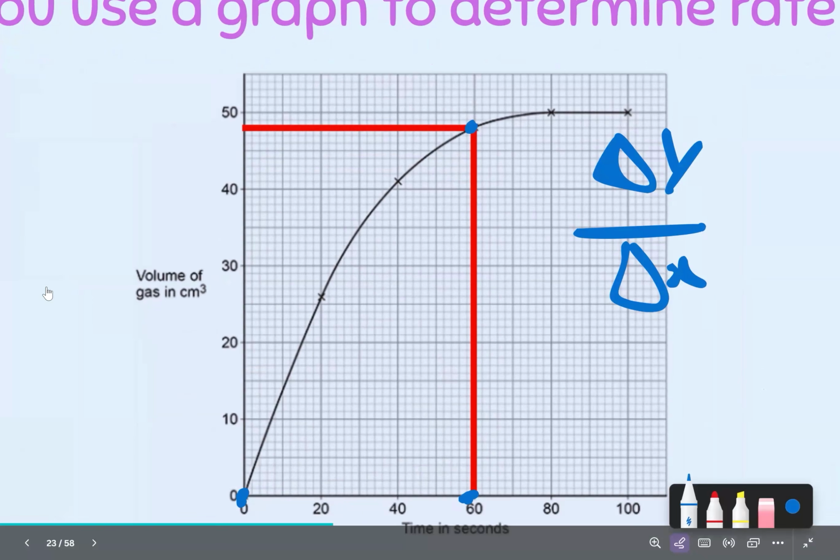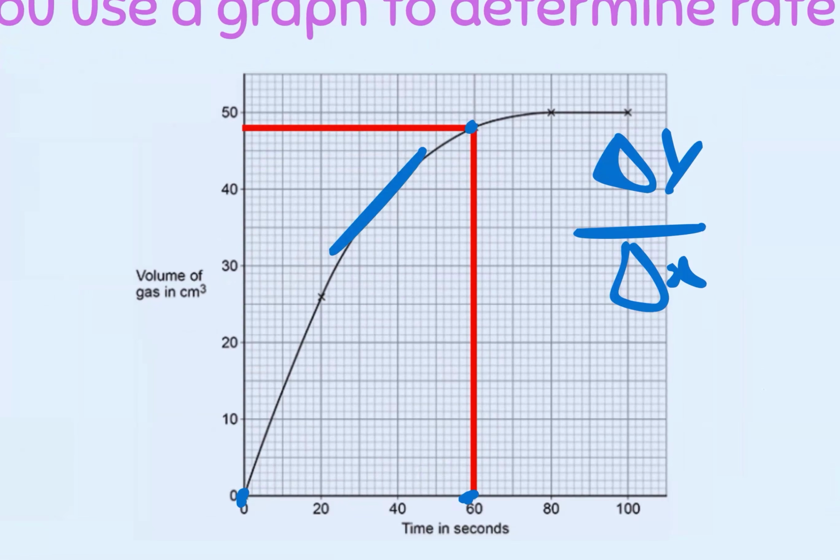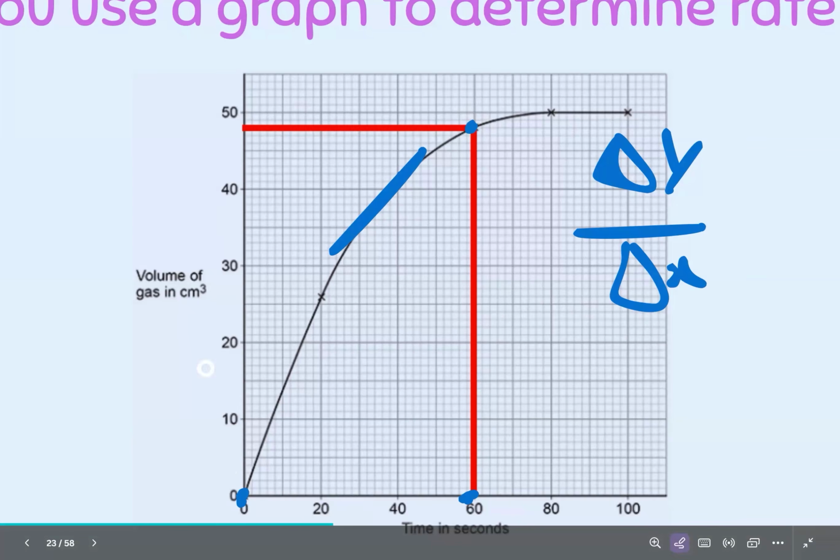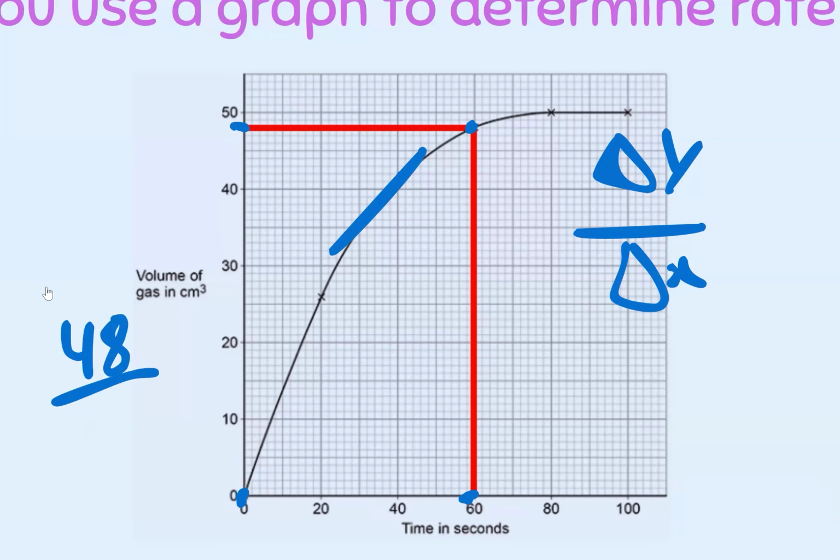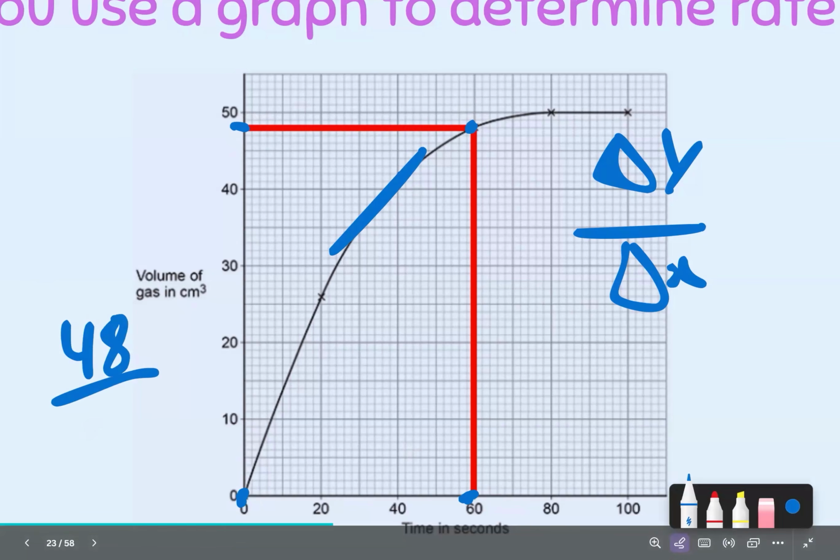If I said, what's the rate of reaction at 40 seconds? Then you'd have to draw a tangent and work out the gradient of that line. But we're looking from 0 to 60. So from 0 to 60, what's the change in y? The volume of gas produced goes from 0 all the way up to about 48. So it's 48. And what's the change in time? 60. So it's 48 divided by 60. So the rate of reaction is 0.8 centimeters cubed per second.